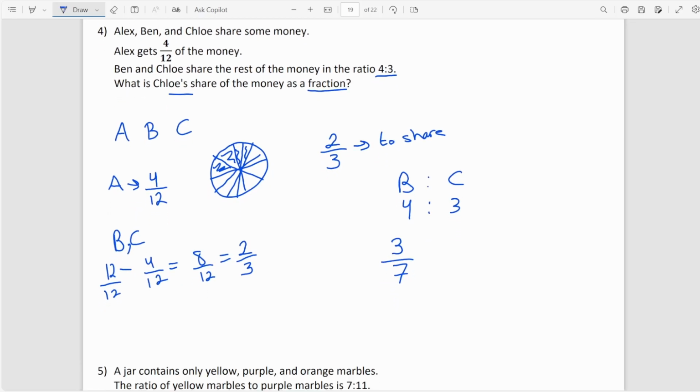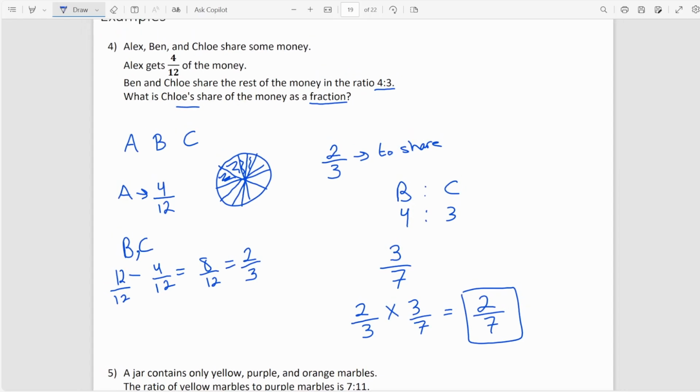So Chloe's money share of the original amount of money will be 2/3, which is what was left for Ben and Chloe, multiplied by 3/7, which is Chloe's share, and this gives us 2/7. So overall, Chloe got 2/7 of the money. So again, we don't know the amount of money really, but you don't need it to figure all this information out.